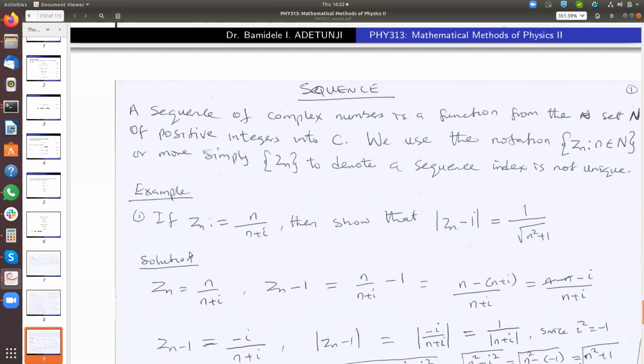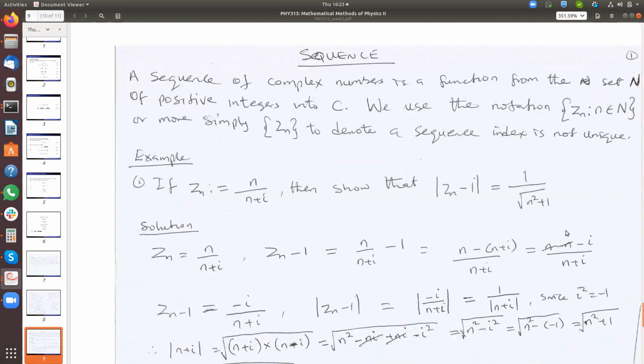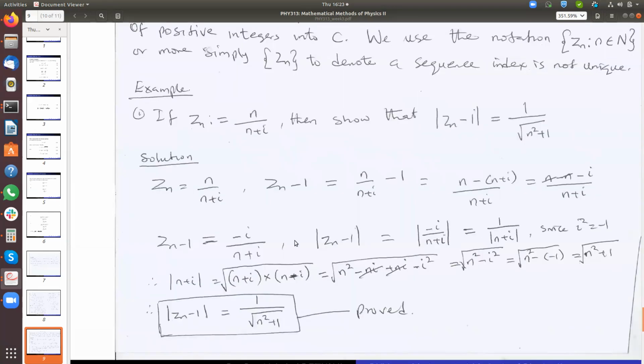An example is if you have Zn equals n over n plus i. Then we can show that the modulus of Zn minus 1 is equal to 1 over the square root of n squared plus 1. Let's see how we can solve this problem together. The solution: Zn is equal to n over n plus i, that was what was given to us.